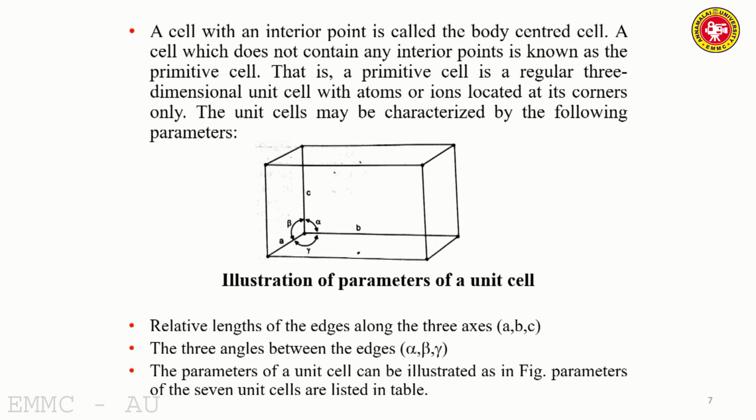The unit cell may be characterized by the following parameters. This figure shows the simple unit cells. The relative lengths of the edges along the three axes are indicated as a, b, c. The three angles between edges are indicated as alpha, beta and gamma. The parameters of a unit cell can be illustrated as in the figure. Parameters of the 7 unit cells are listed in the following table.